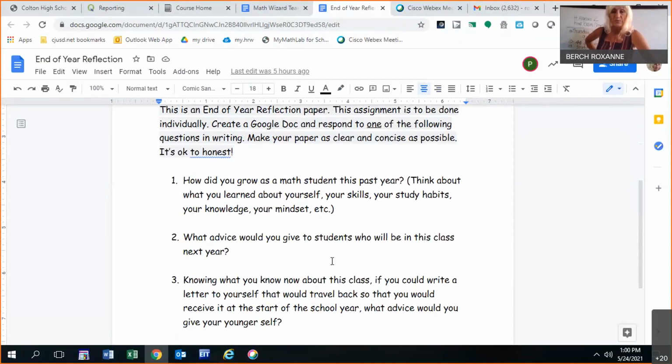Number 2, what advice would you give to students who will be in this class next year? And then 3, knowing what you know about this class, if you could write a letter to yourself that would travel back so that you'd receive it at the start of the school year, what advice would you give your younger self? So like I said, you only need to respond to one of these. And I don't care how long it is. I just want you to be thoughtful. And like I said, I posted it so that if you want to work on it at your leisure, that's fine. Just make sure you turn it in on the 4th because I'm going to use it to take attendance.